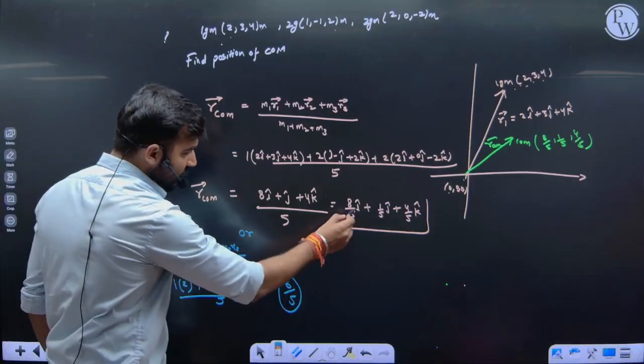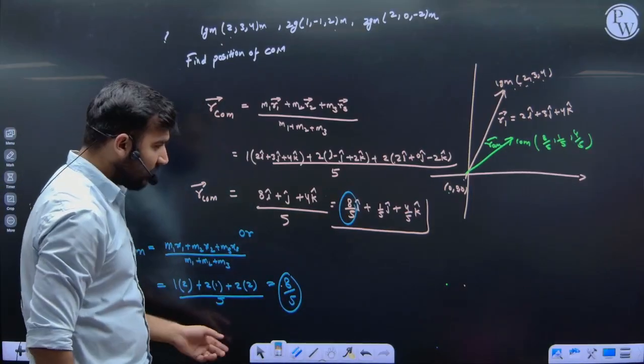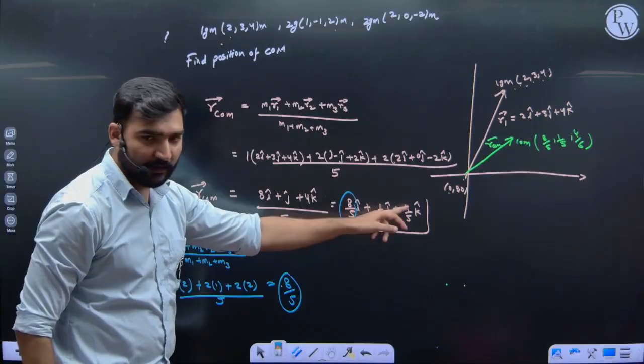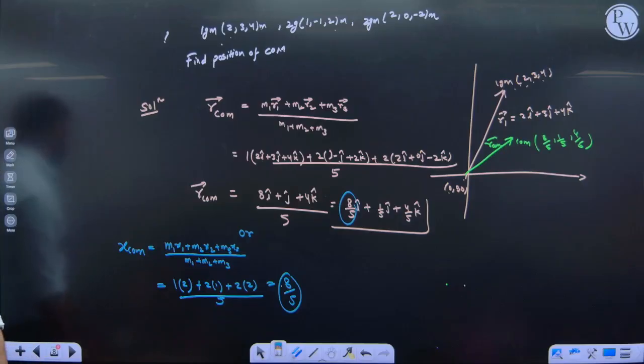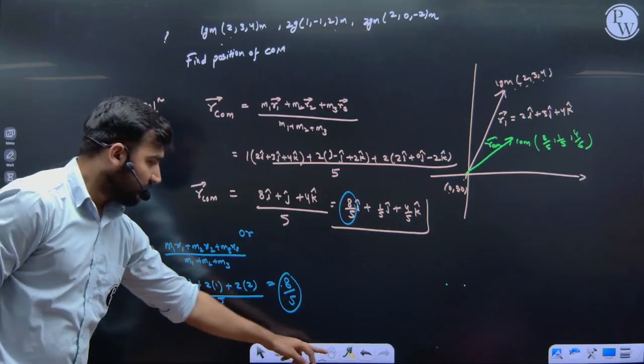So this is also 8 by 5. See, the y coordinate you will calculate as 1 by 5, z as 4 by 5. You can calculate this way also. Both the ways are same.